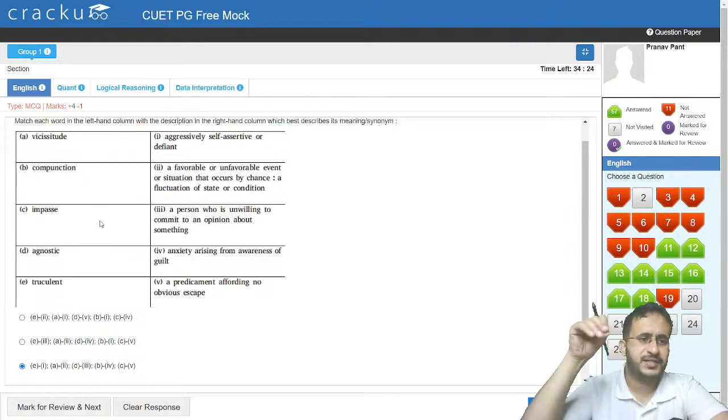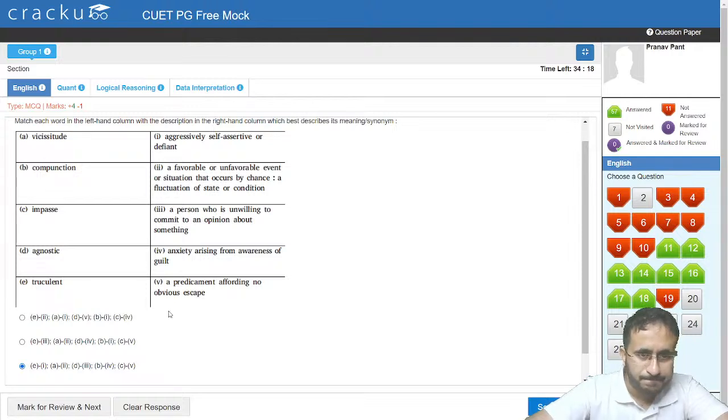Impasse is something where it is difficult to overcome a certain thing. So what is given for C? C is fifth. A predicament affording no obvious escape. Yes, if you are unable to escape something, that is called impasse. This looks fine, right? Vicissitude. Now I will check. Truculent should be aggressively self-asserting. So yes, truculent is an adjective that describes a person. So that is fine. A is done. Compunction is fourth. That is anxiety arising from awareness of guilt. So two new words learned: compunction and truculent.